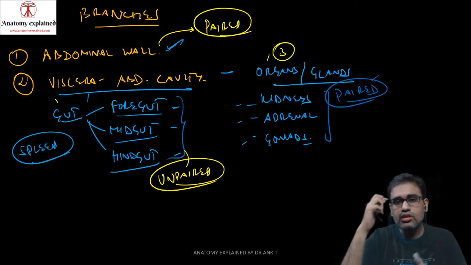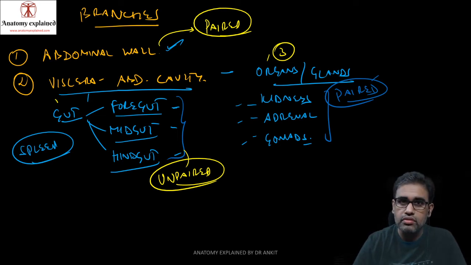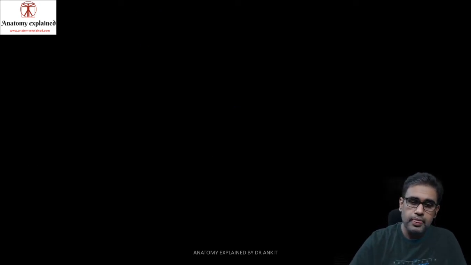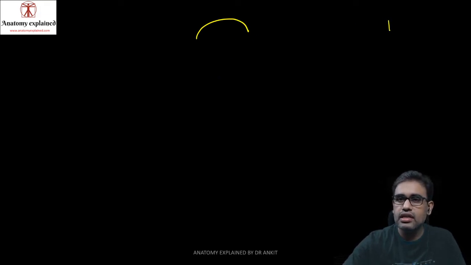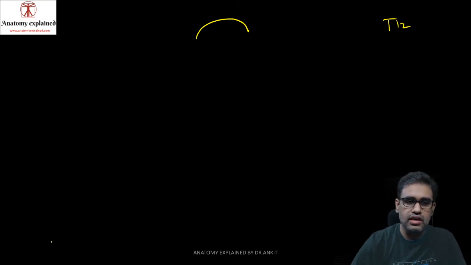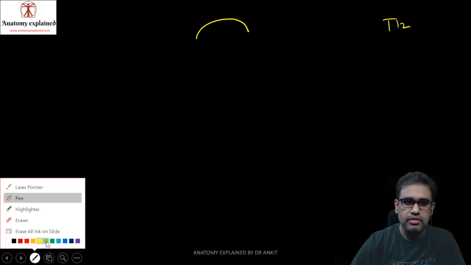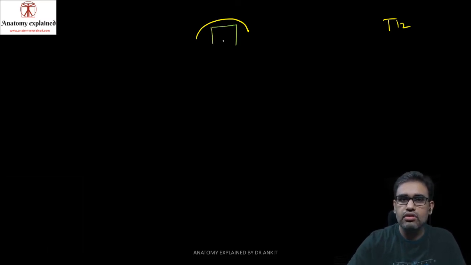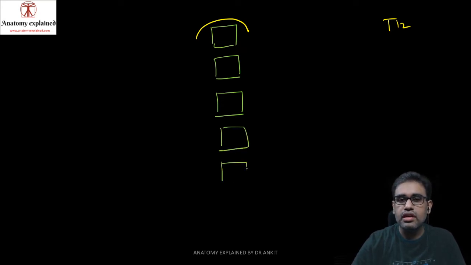So now we can easily go to what are the various branches coming off, at what levels. As we said, it is passing behind the median arcuate ligament. Imagine this is the median arcuate ligament and that vertebral level is T12. If we make the vertebrae over here, this would be the level of T12. Below T12 we have L1, then L2, then L3, and finally L4. We can make L5 also over here.